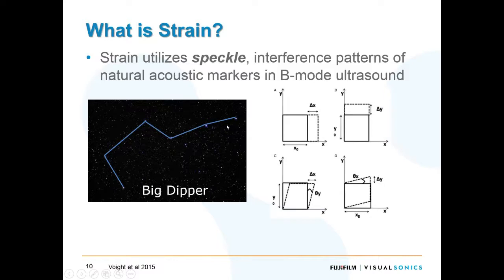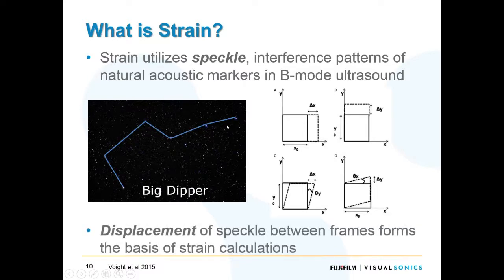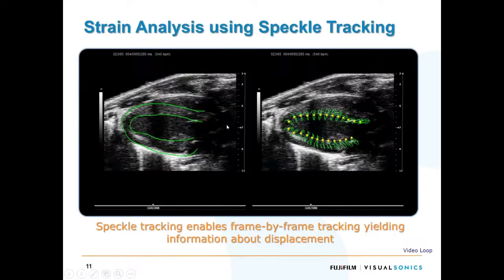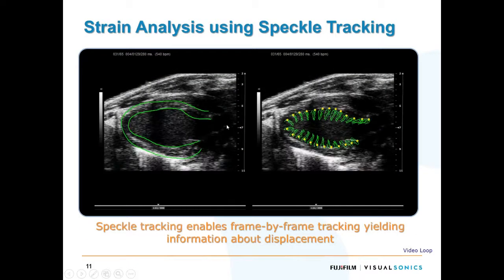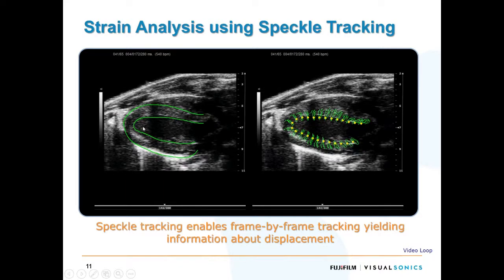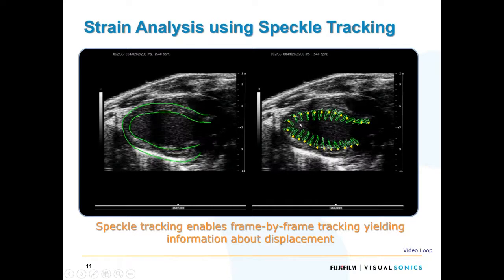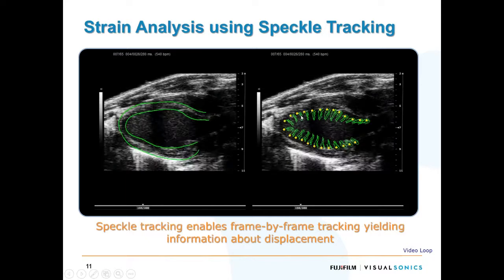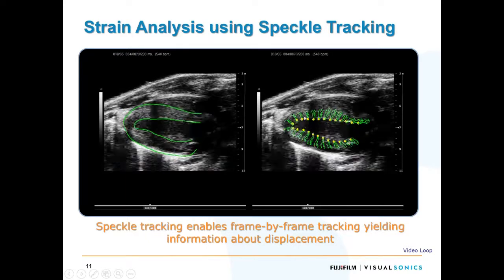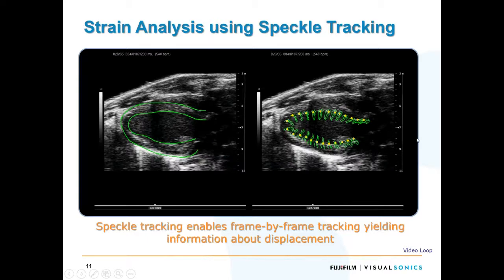So instead of looking at seasonal changes of the starry sky, we can look at 3 different planes of movement of those little speckles in a frame by frame manner. And what that gives us is displacement. So if we can follow the same point and how that moves between frames, then we end up with the displacement of that speckle. So in terms of cardiac analysis, what you do in the strain software is you trace the endocardium and the epicardium. And this particular side on the right is just looking at the endocardium. And these yellow dots follow a specific speckle on the endocardium and how that moves frame by frame.